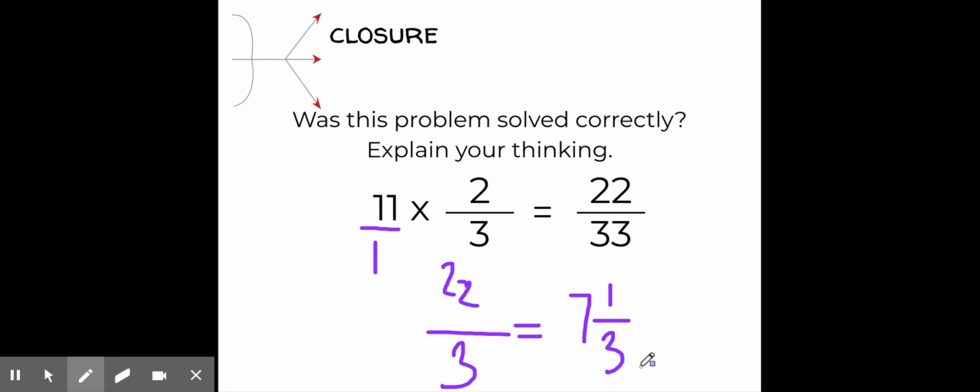So they obviously got the wrong answer, and I think what they did wrong is instead of making this a fraction as 11, the whole number, the correct fraction with 11 over 1, they made it as 11 over 11 and got 22 over 33, which is incorrect because this 11 over 11 is equal to 1 whole instead of 11.